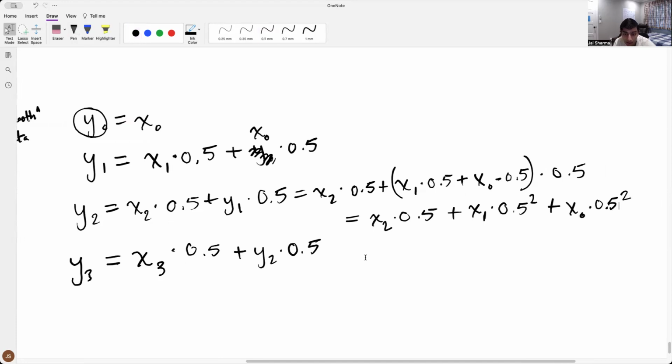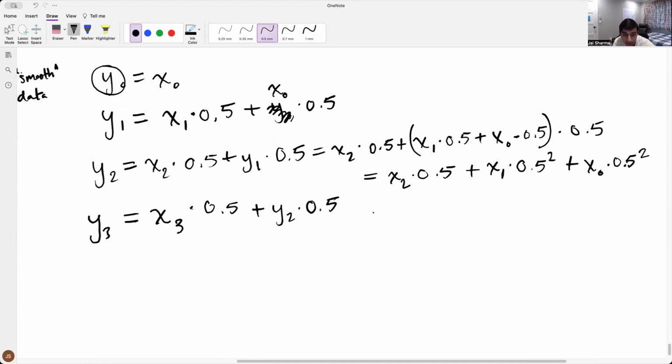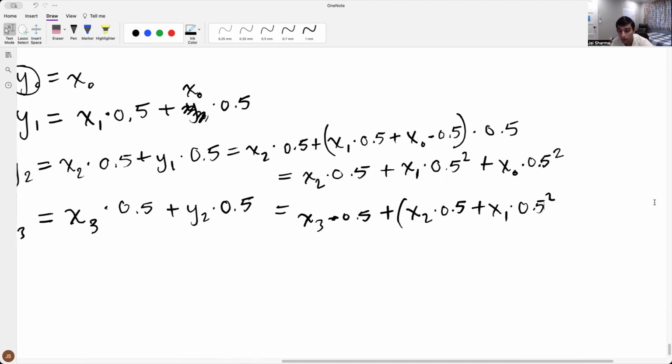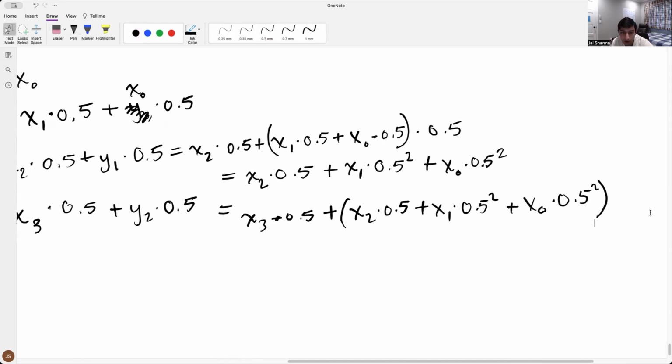Okay. And then over here, for y3, the first term is x3 times 0.5 plus whatever y2 is, right? So this is x2 times 0.5 plus x1 times 0.5 squared plus x0 times 0.5 squared. And then I think all of this times this 0.5.